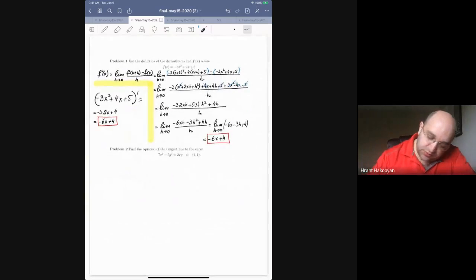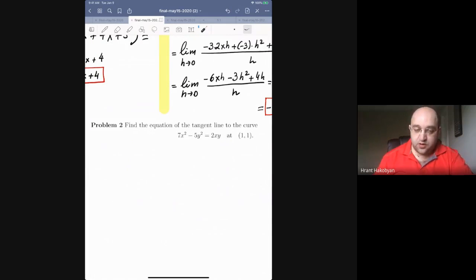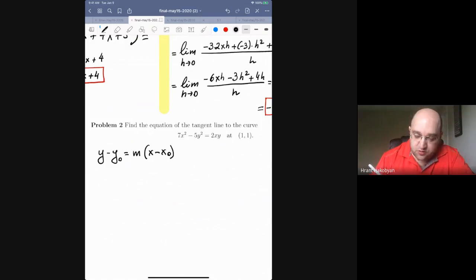Okay, so problem 2: find the equation of the tangent line to the curve. You had a very similar problem in your midterm 2, so there is a little bit of a difference here, and I'll just indicate what's different. As usual, the equation of the tangent line is written like this: y minus y naught is equal to m times x minus x naught. That's the equation of a line.